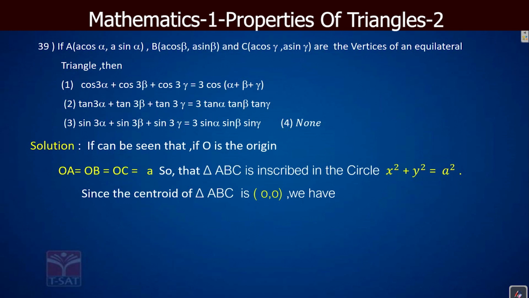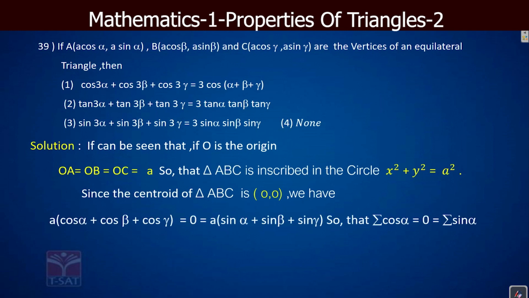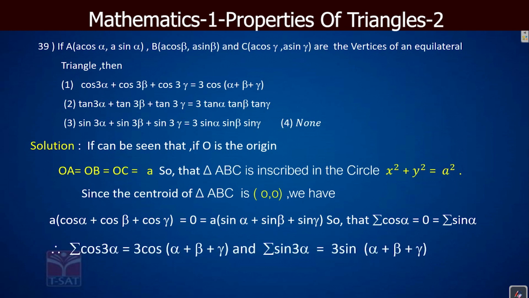Since the centroid of triangle ABC is the origin, and because it is an equilateral triangle as given, the given triangle is also equilateral. For an equilateral triangle, the centroid, orthocenter, circumcenter and incenter all will be the same. So, since the circumcenter of triangle ABC is the origin, we have A into cos alpha plus cos beta plus cos gamma is equal to 0, is equal to A into sin alpha plus sin beta plus sin gamma. So you will get sigma cos alpha is 0 and sigma sin alpha is also 0.